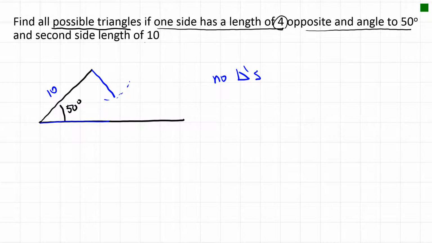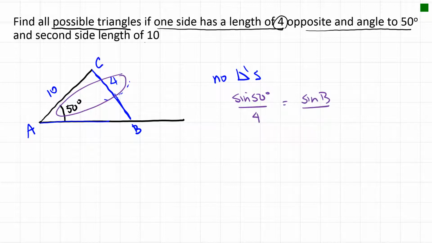But let's prove that mathematically. So if this is 4, let's pretend it could reach the bottom, and we want to find this angle. We know this is A and this is C. So let's use our sine law to set that up. So here we go. The sine of 50 degrees over 4 equals the sine of B over 10. And I'm going to multiply both sides by 10. This cancels on this side, and I end up with sine of B equals 10 times the sine of 50 degrees over 4.